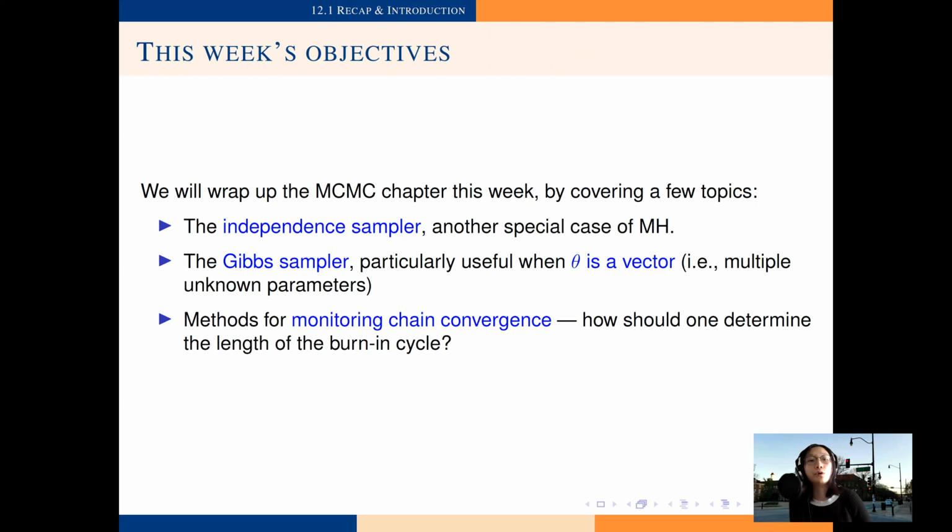Following that, we will introduce some methods for monitoring the chain convergence. So one question we mentioned last time is how do we determine when the chains have converged to the stationary distribution? So how should one determine the length of the burn-in cycle? Well, this time we will introduce some statistical methods and convergence diagnostic statistics that can be applied.